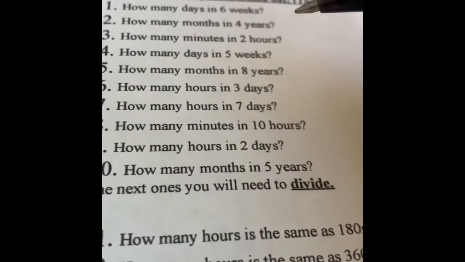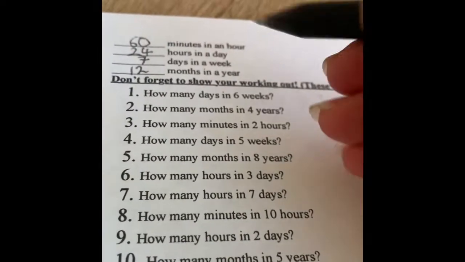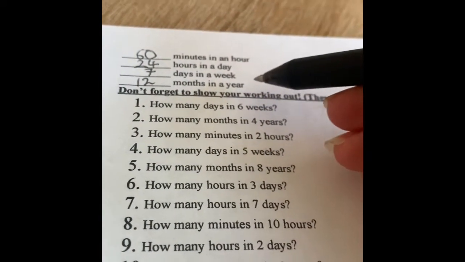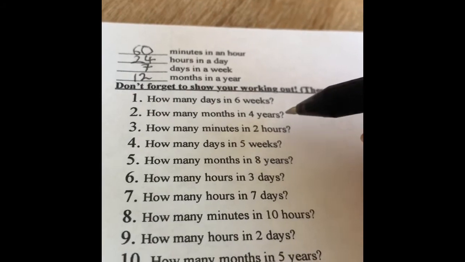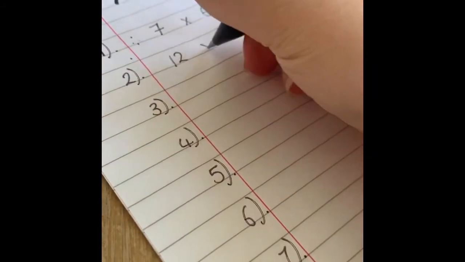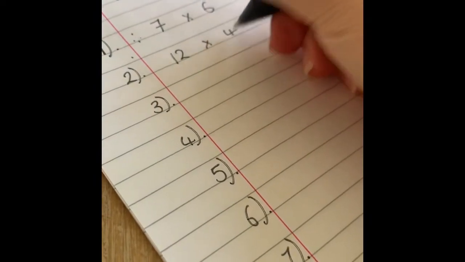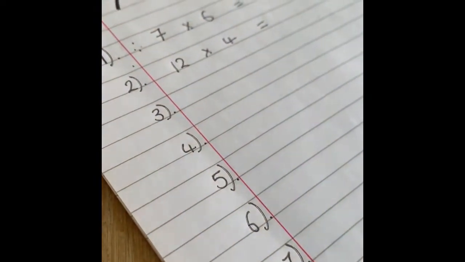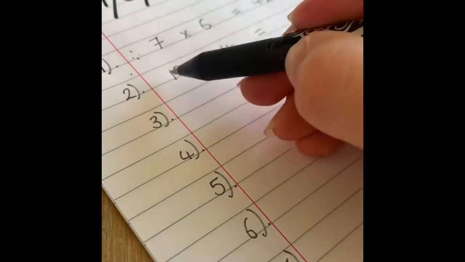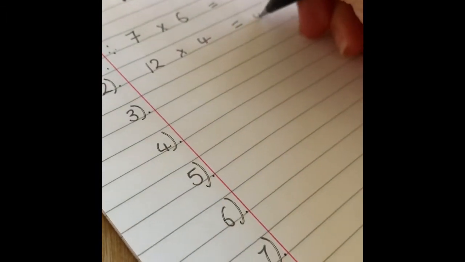Number 2, the question is how many months in 4 years? So again, I look at the top. I've got 12 months in 1 year. I want to know how many are in 4 years. My number sentence is going to be 12 multiplied by 4. Again, I should be able to use my times table facts for this. 4 times 12 equals 48.